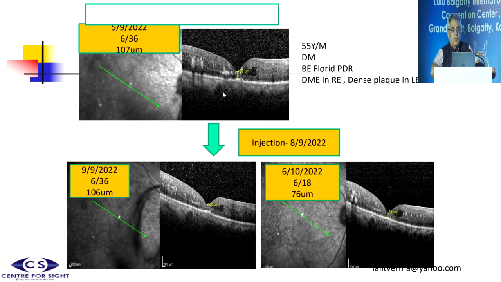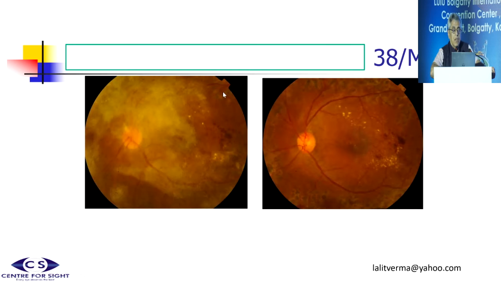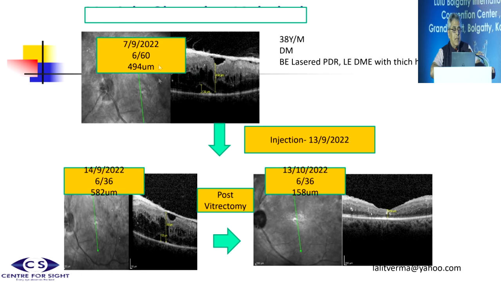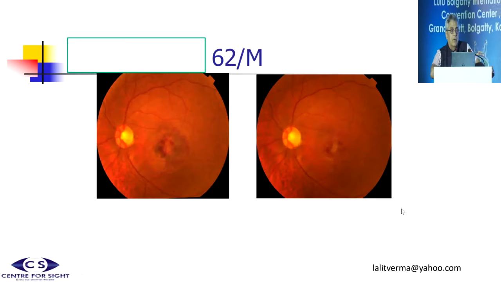We started with 407. This was another diabetic patient, left eye. This patient had evidence of traction also, as is seen in the OCT. Plus, his OCT was very high, more than nearly 500. And this patient did get this injection, and we ultimately did vitrectomy also. So this patient had element of traction also, but a very happy patient at the end of it. The vision improved from 6x60 to 6x24, in fact, now at the last follow-up.